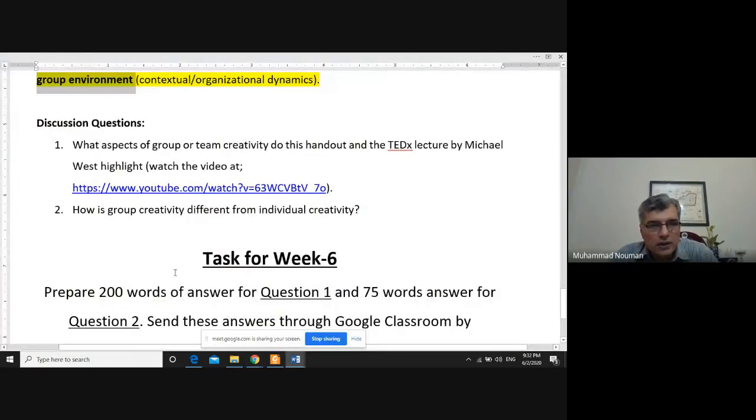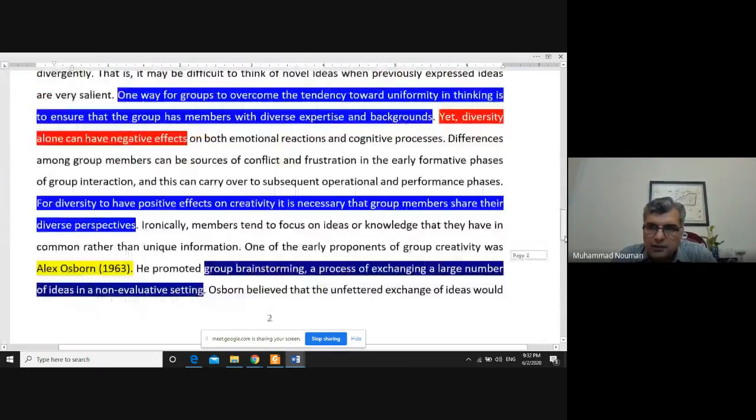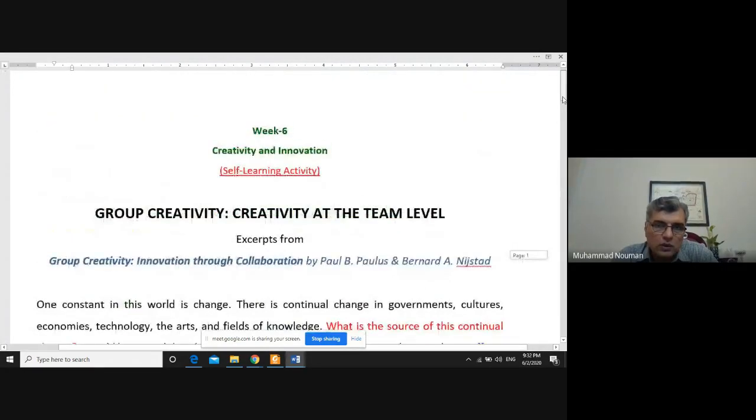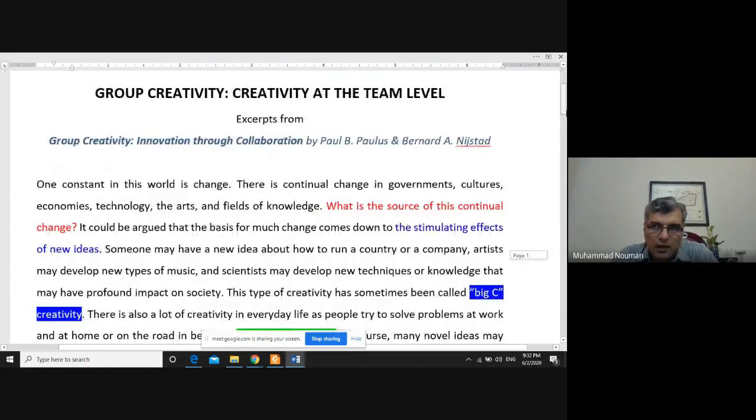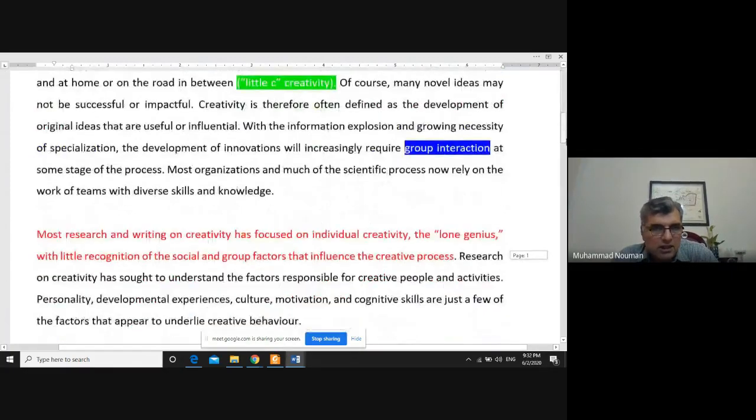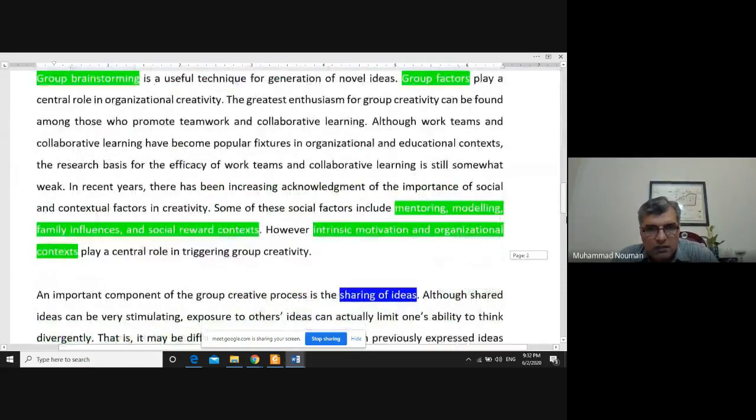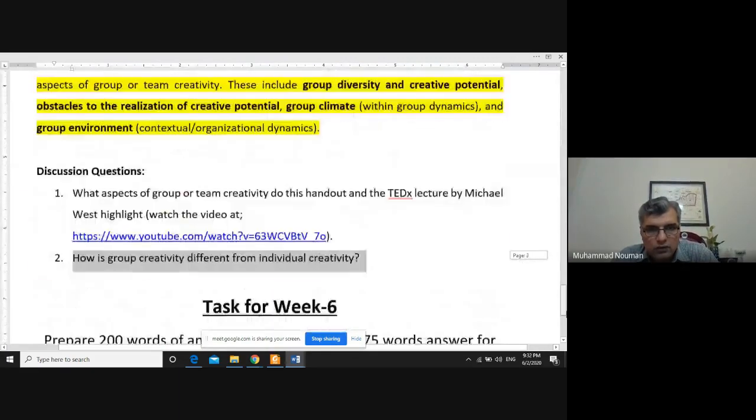The second question is, how is group creativity different from individual creativity? Now, you will be able to answer this based on some of the points which are already highlighted in this handout, and this is going to be your job based on what I said and based on some of the points mentioned in this handout. You're going to derive the answer for this question also.